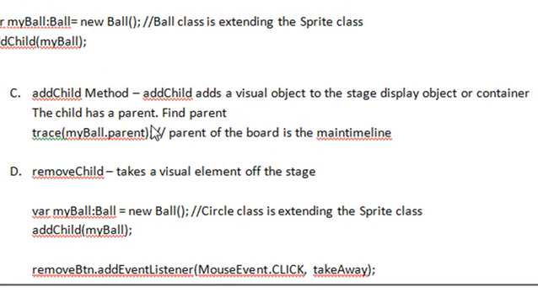The addChild method adds a visual object to the stage, the display object or container. The child has a parent, though. And so how do you find that parent? You can find the parent by using trace. So we're going to trace myBall.parent and find out what that parent is. I'm going to tell you it's going to be the main timeline. Let's take a look at it right now.